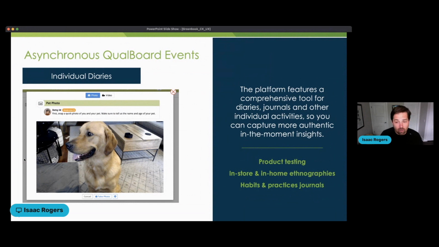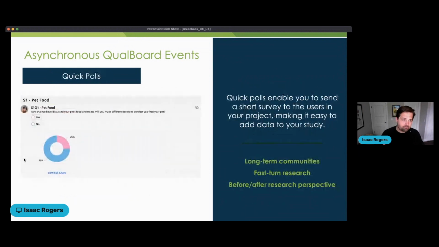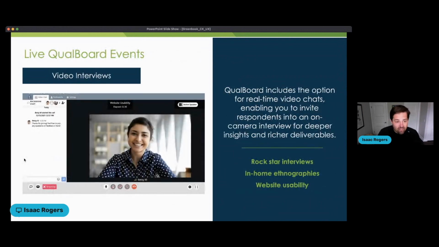They do it on their own time, so they can do a screen recording event where they browse a website or a new e-commerce site, and they can do that at midnight if they want, or at 10 p.m. They can do it whenever it makes sense for them, and you can capture that data in an asynchronous method. We've got quick polls, which we typically use for longer-term communities, but they can be used in CX and UX work as well. And then we do live video interviews.